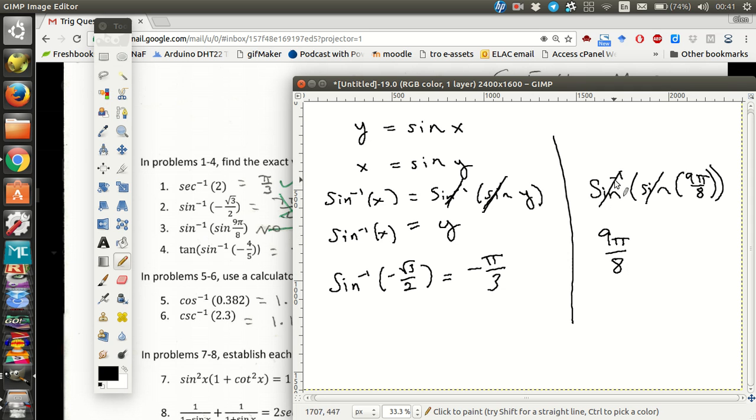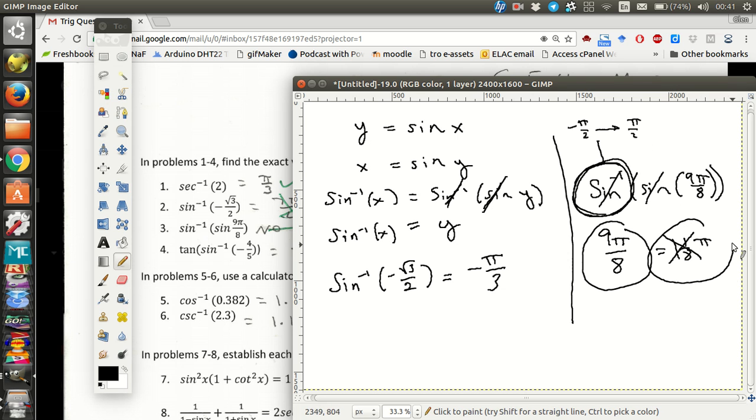However, the main function here is the sine inverse. That means the last thing you do in this composition of functions is sine inverse. You do sine first, and then you do sine inverse. However, sine inverse has a particular range. That range is from negative pi over 2 all the way to pi over 2. This is 1 1/8 pi, which is way more than 1/2 pi. So this is not allowed.